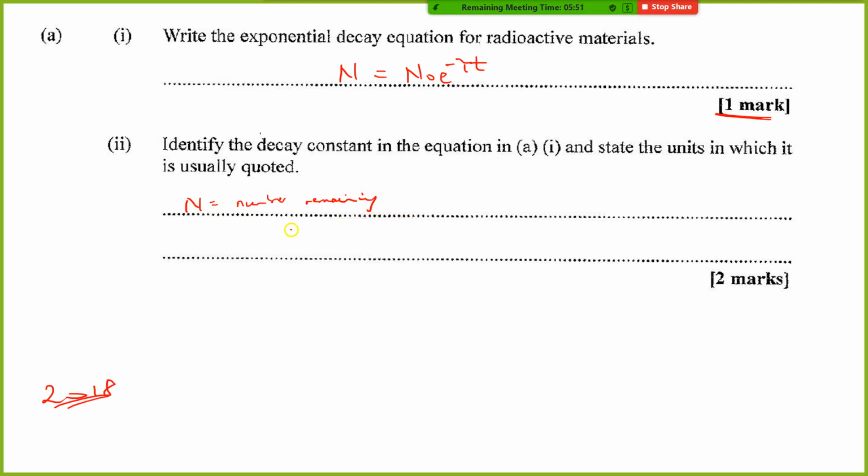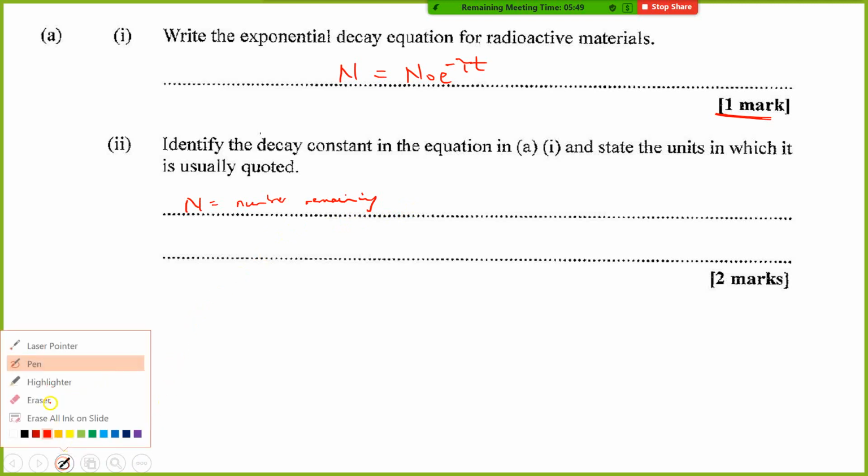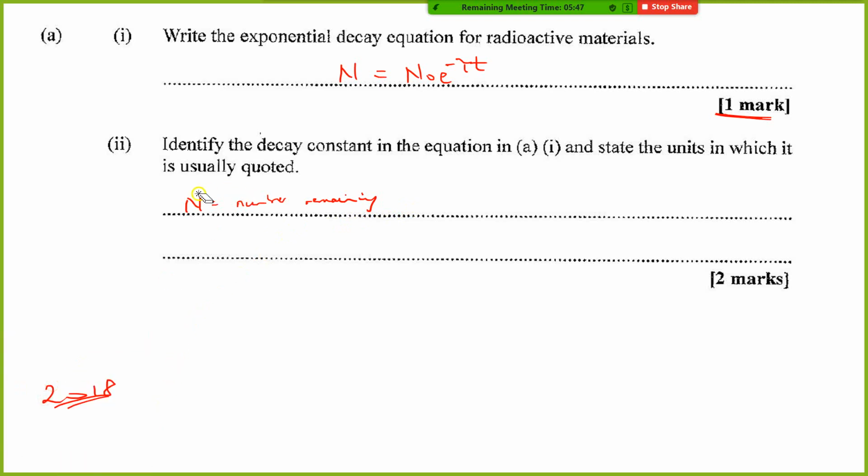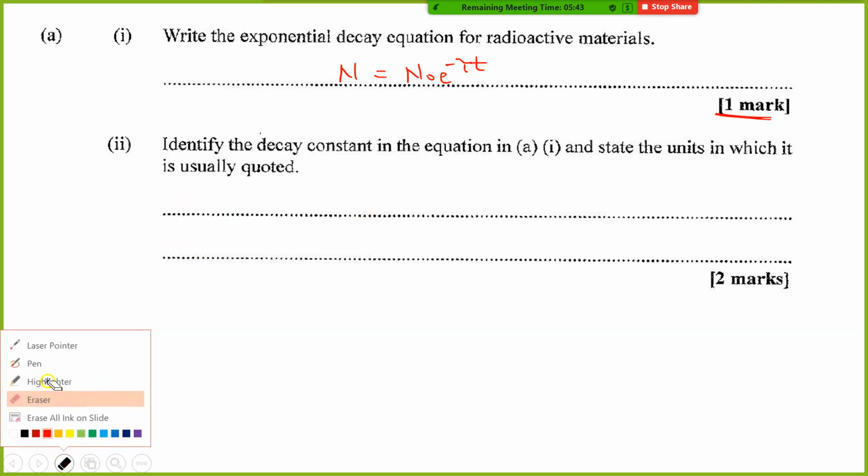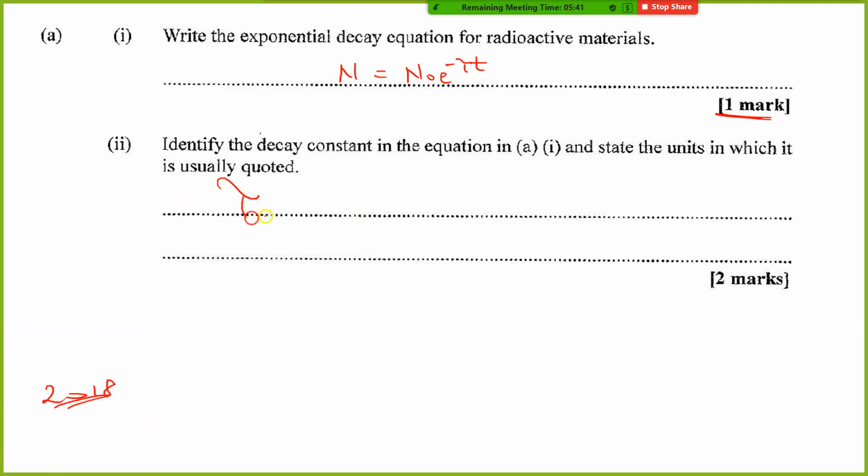Oh well, I think we did the wrong thing here. I was doing something else. It says identify the decay constant in the equation above. So clearly the decay constant would be lambda. So that's a very simple question. You can just say that the decay constant is lambda. And you see, they ask about the units now.